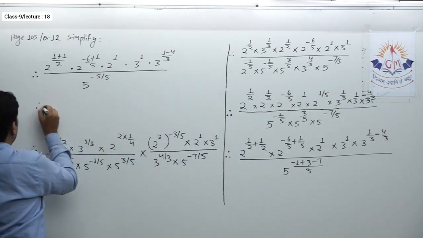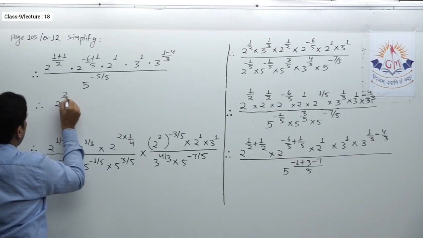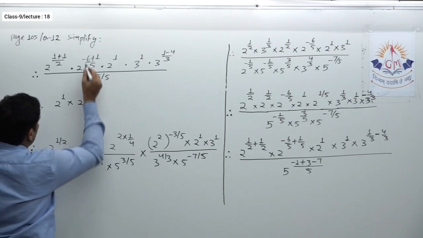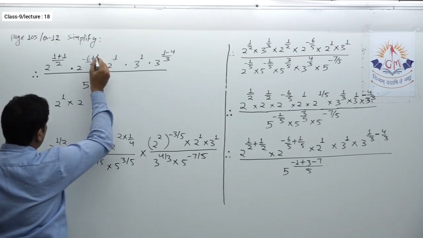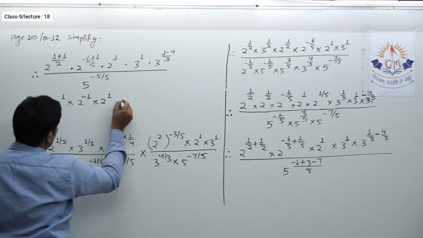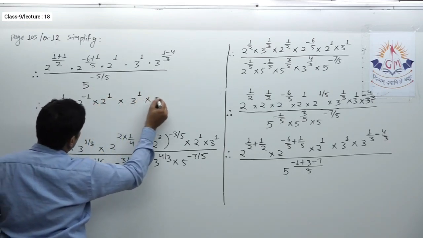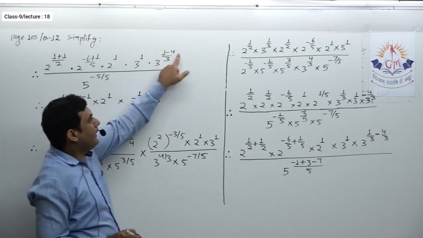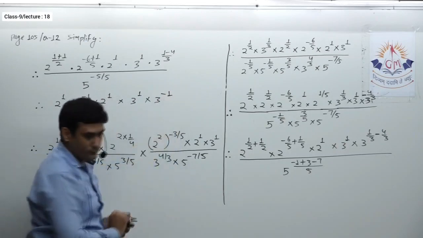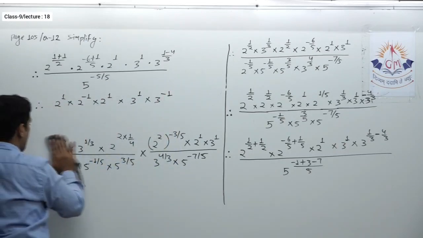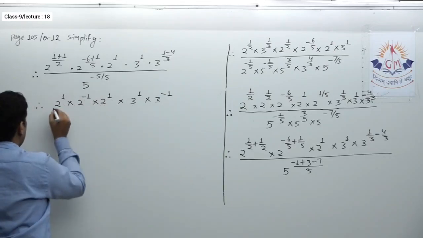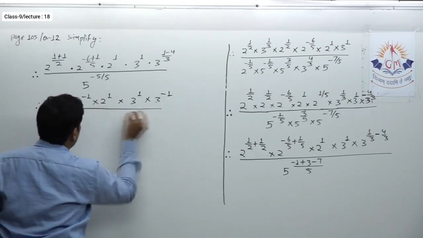So here next I will get 2 raised to 2 by 2, that is 1, multiplied by 2 raised to minus 6 plus 1, that is minus 5, minus 5 by 5 is minus 1, into 2 raised to 1 into 3 raised to 1 into 3 raised to, see, 1 minus 4 is minus 3, minus 3 upon 3 is minus 1. Divided by 5 raised to minus 1.